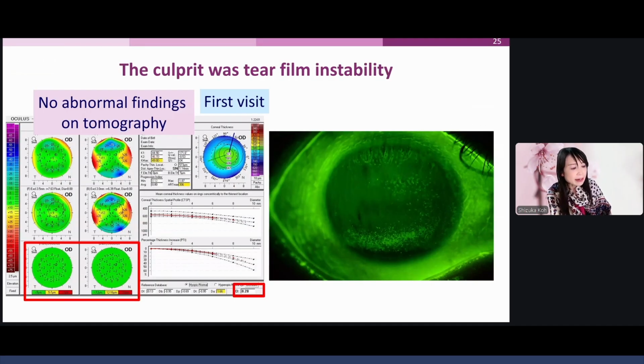Actually, however, corneal tomography was completely normal. The abnormal Placido topography map was caused by tear film instability and an irregular corneal epithelium. In other words, this showed irregular astigmatism rather than keratoconus.